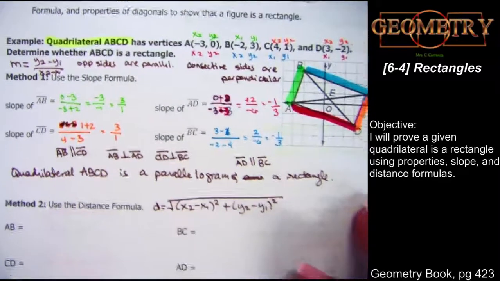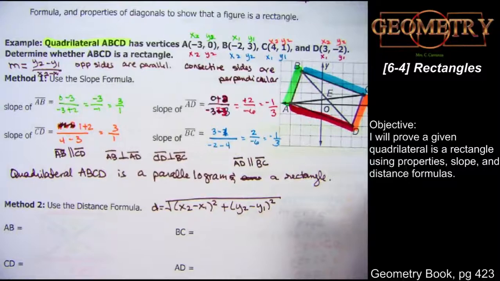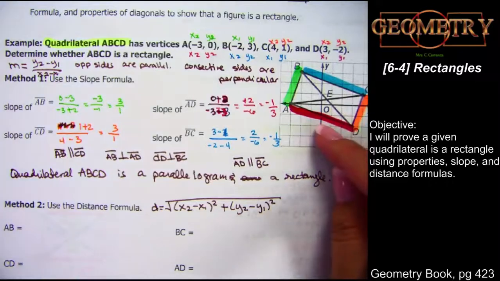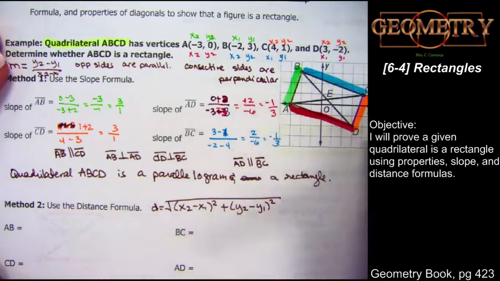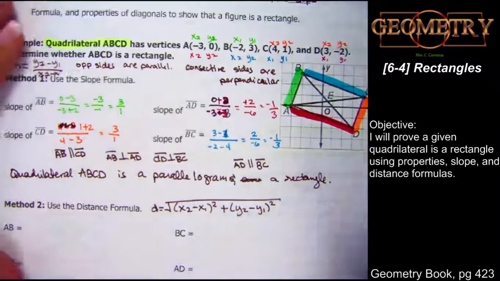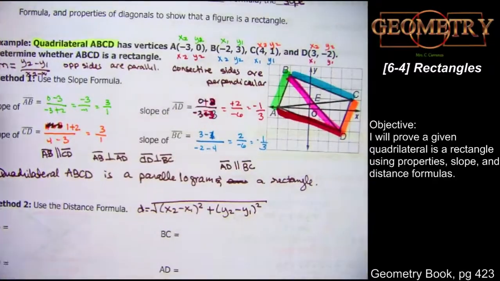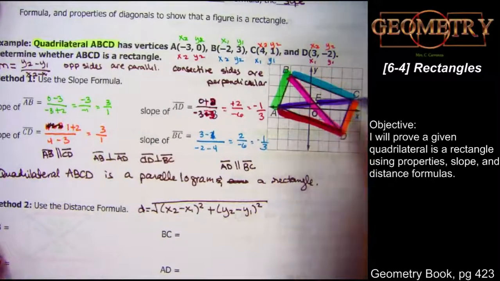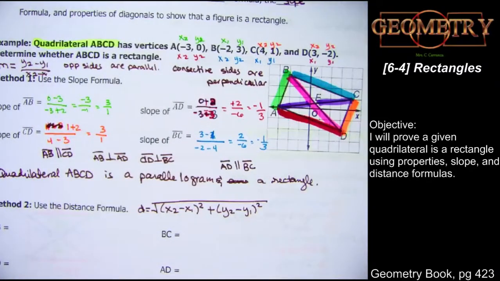Now, we were told this thing's a quadrilateral. So we have to show it's a parallelogram first. To show it's a parallelogram, we need those opposite sides congruent. That means the distances for BC and AD need to be equal, and the distances AB and CD need to be equal. But in addition to all of that, in order for this to be a rectangle, you also have to show that the diagonals have the same distance measurement. Okay? So you're going to be running the distance formula 6 times.